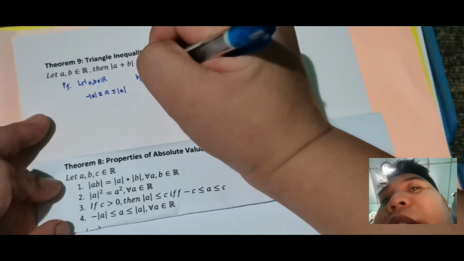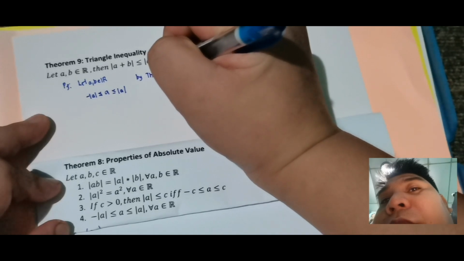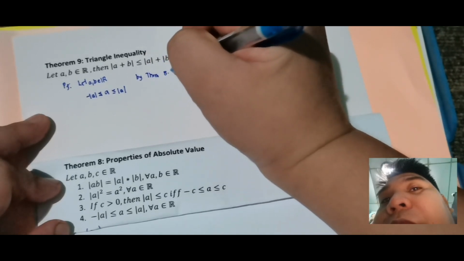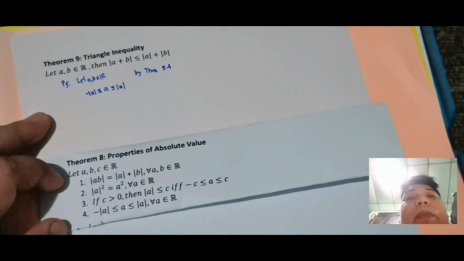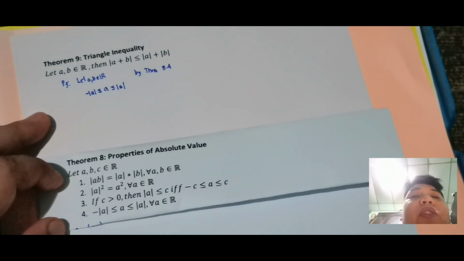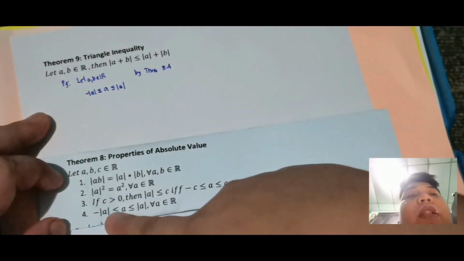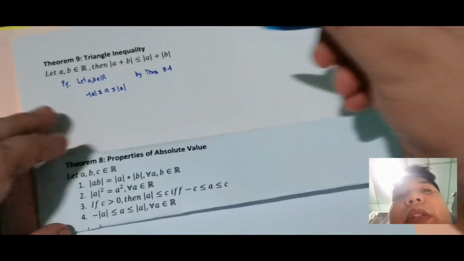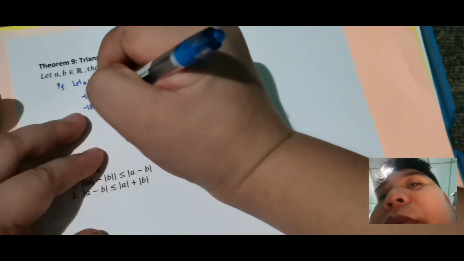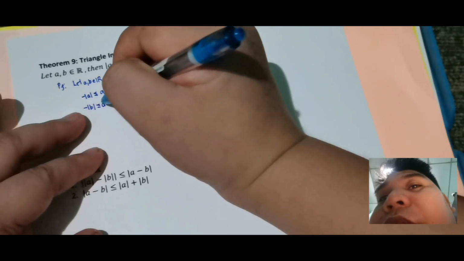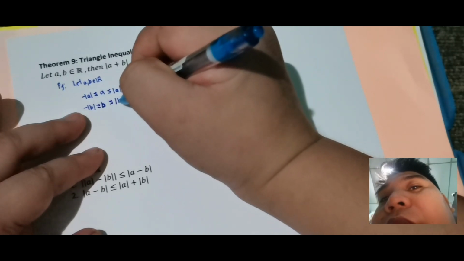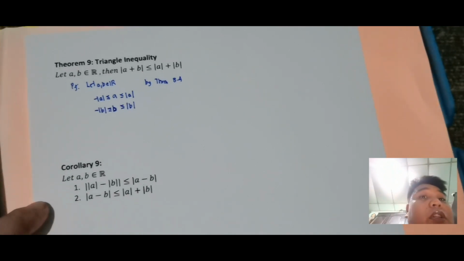So by theorem 8.4. Again, B is also an element of the real numbers, so I can replace the A in number 4 with B. So B is also an element of the real numbers, so that is negative absolute value of B less than or equal to B less than or equal to absolute value of B. Okay, so that is what happened.